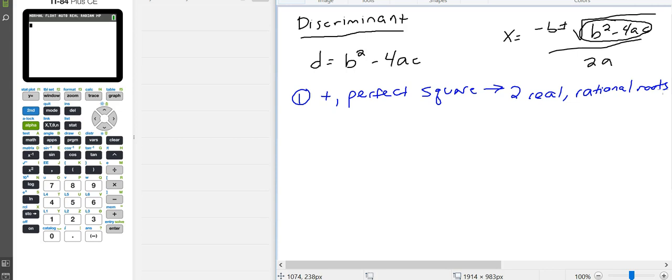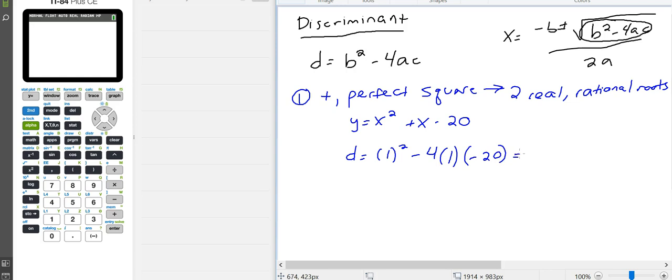Let's look at an example of this. Let's say we have the equation y is equal to x squared plus x minus 20, and let's solve for the discriminant. The discriminant would be b squared, so b is always the coefficient of the x term. The coefficient of the x term in this case is 1, so we're going to have 1 squared minus 4 times a, which in this case is 1, times c, which in this case is negative 20.